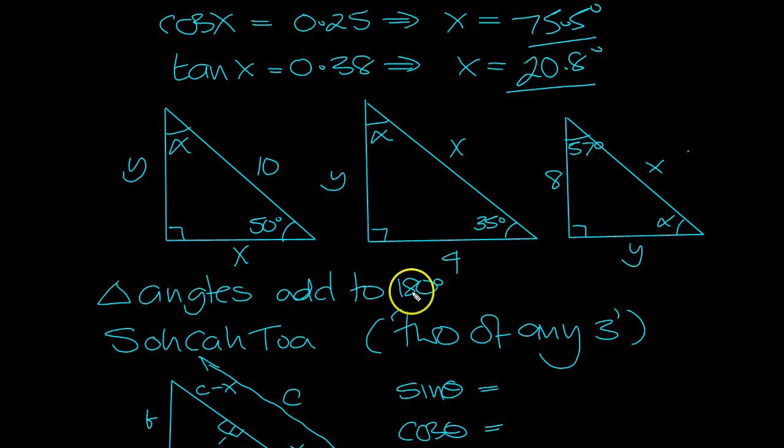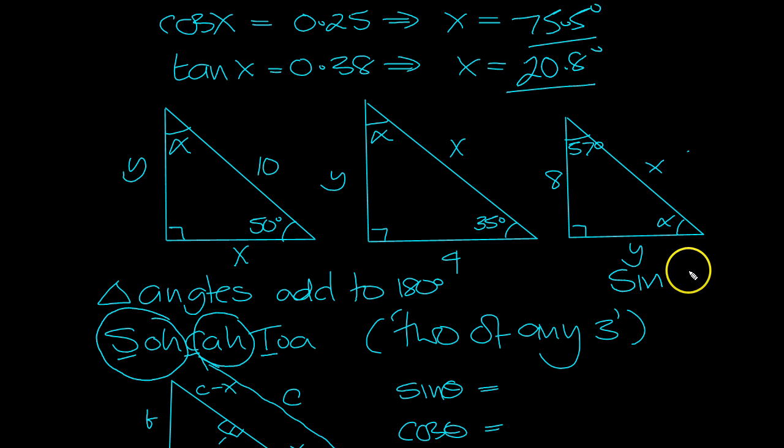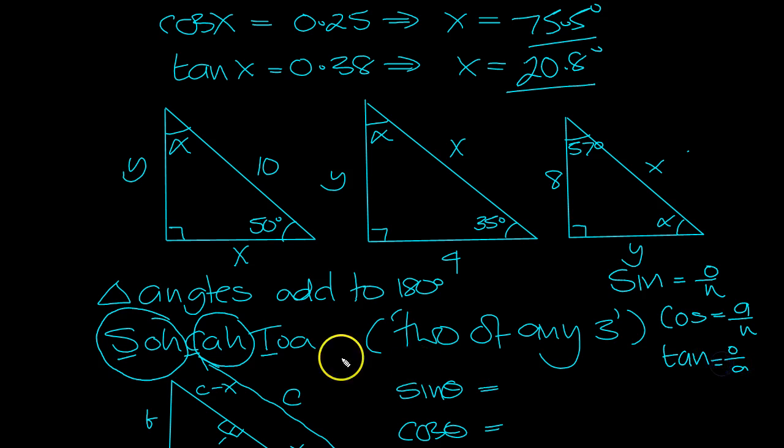The angles in a triangle add up to 180 degrees, and we've got SOHCAHTOA in right-angled triangles. This is the sine, this is the cosine, and this is the tangent ratio. Sine is equal to O over H. Cosine, this is how you read the formula, is equal to A over H. And tan is equal to O over A, opposite over adjacent. So this is the formula.